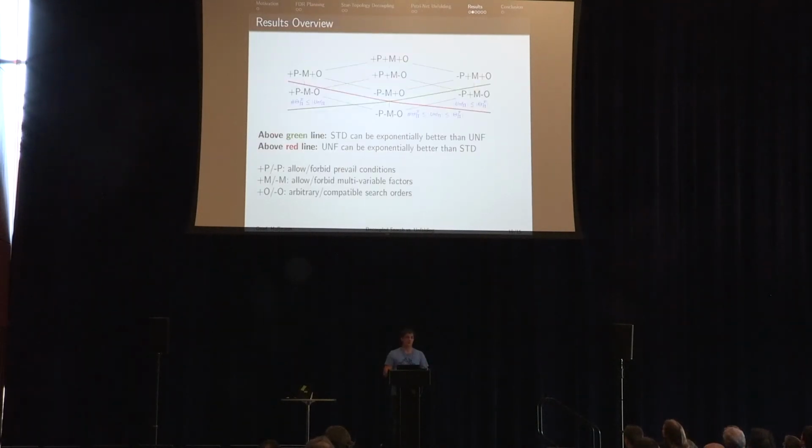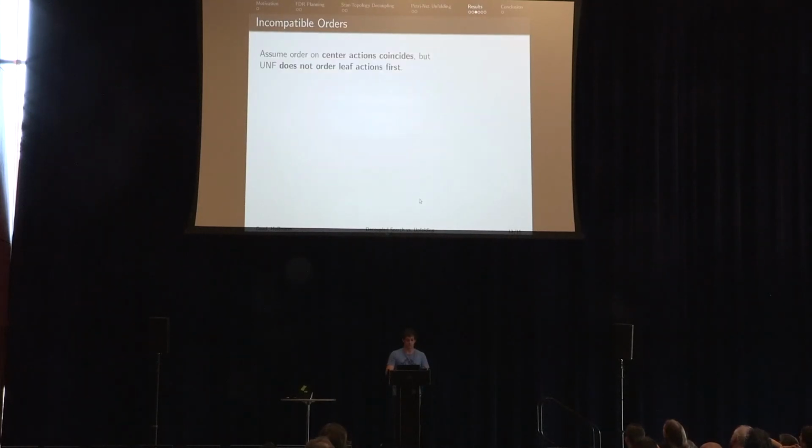So we have this nice lattice of results. Basically, there are 3 dimensions which are relevant for the comparison. One is the existence of prevail conditions, where we allow or forbid them in our tasks. The second is to allow or forbid multivariable factors for decoupled search. And the third one is the compatibility or not of search orders. So let's go through this.